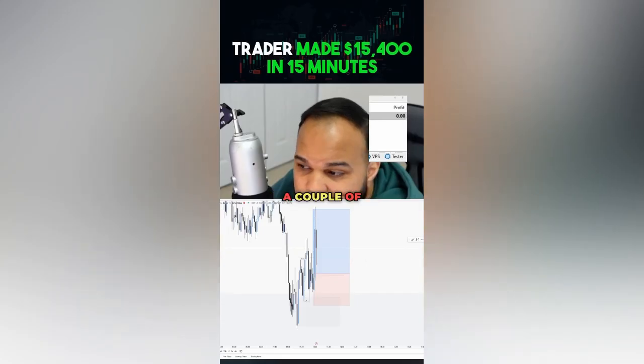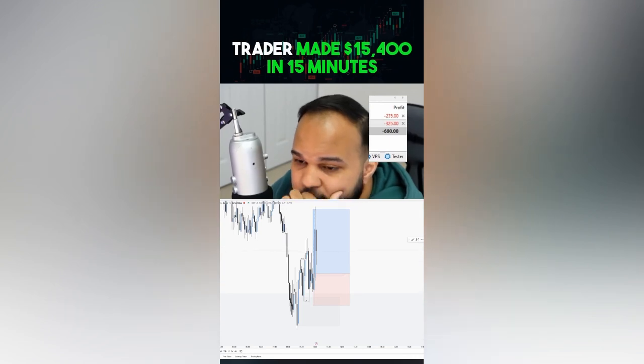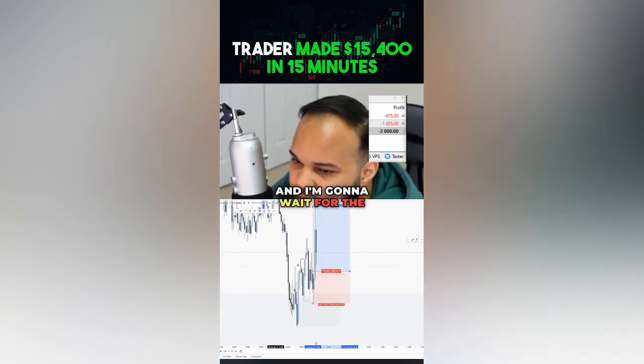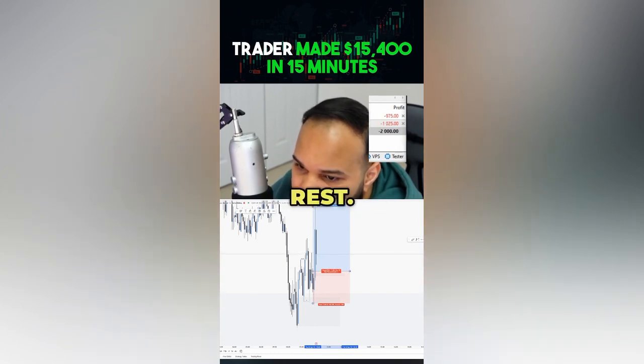I'm opening a couple of positions on Gold here, guys. Just small positions on the retracement, and I'm going to wait for the pullback entirely to the level here for me to enter the rest.